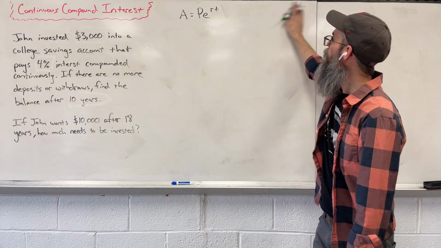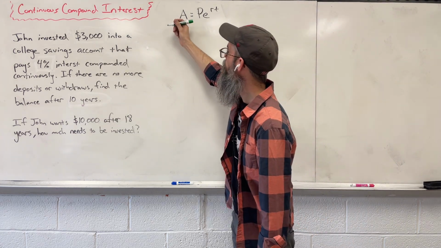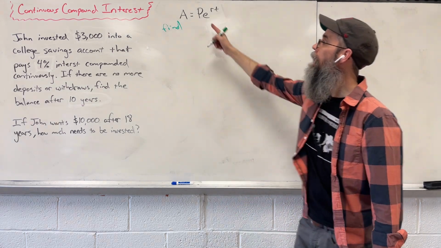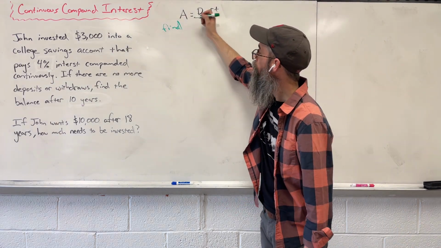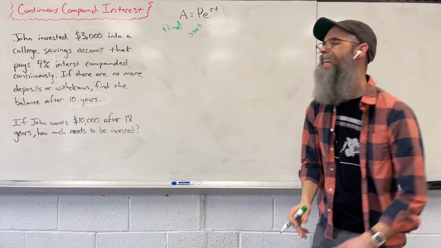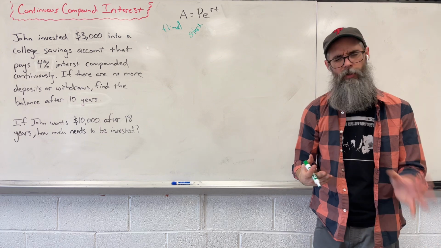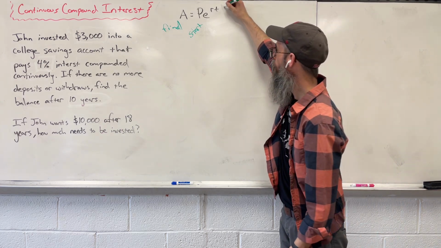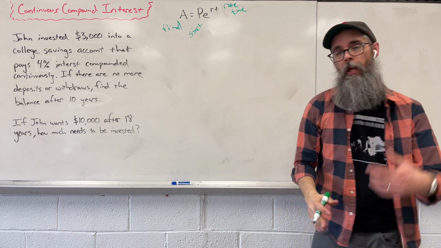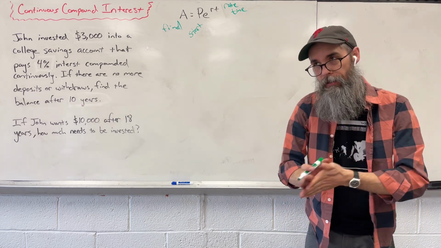So like what we originally had, A is going to be our final amount. P is something called principal. So that's kind of our same thing as saying our starting amount. E ends up being a number. More on that in a second. R is rate. T is time. E is a number.